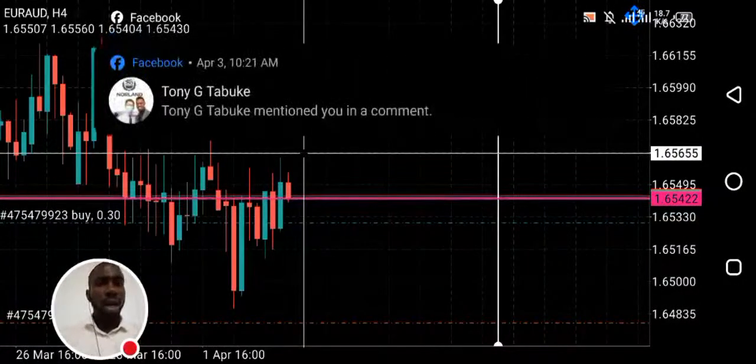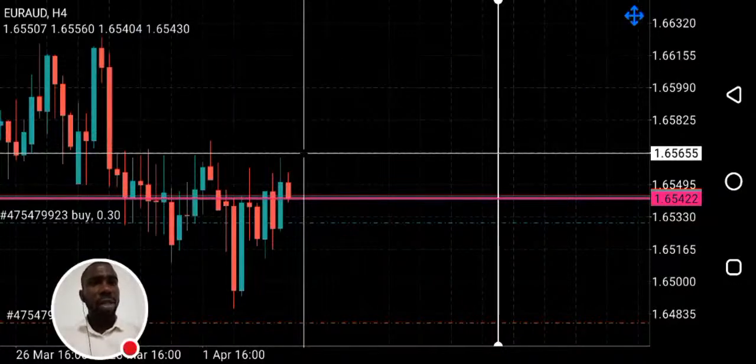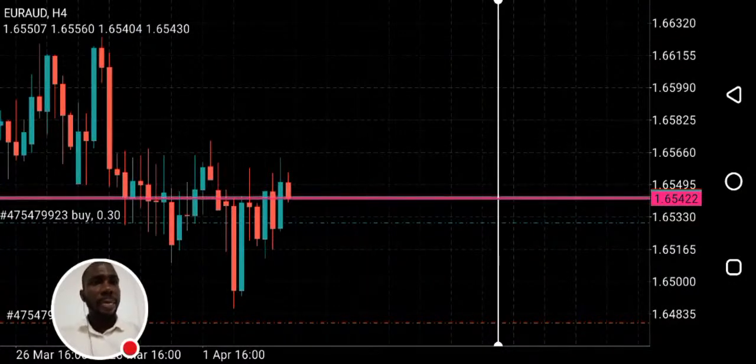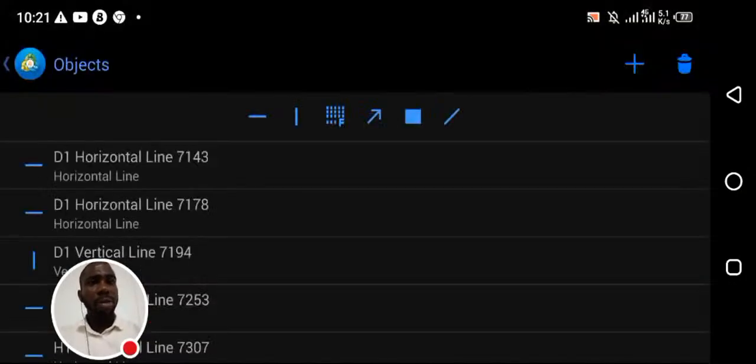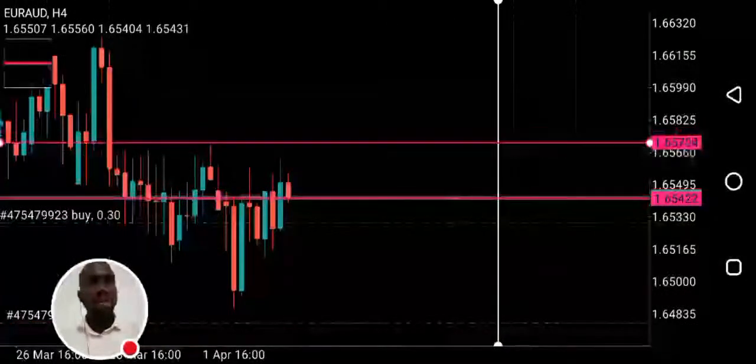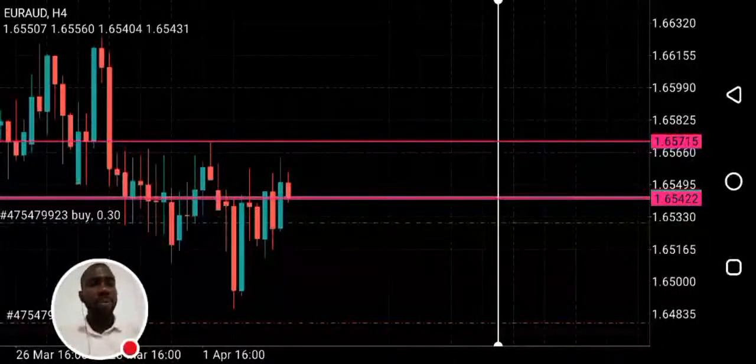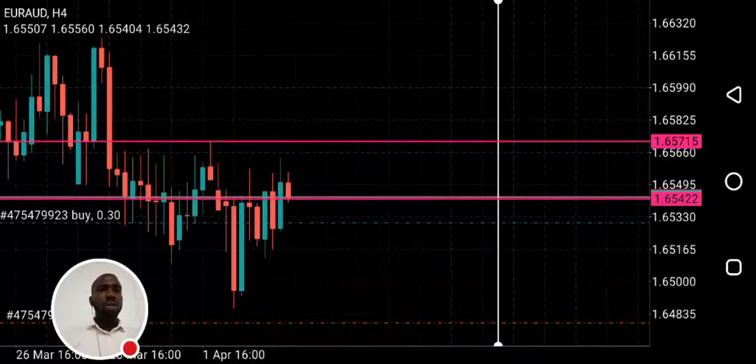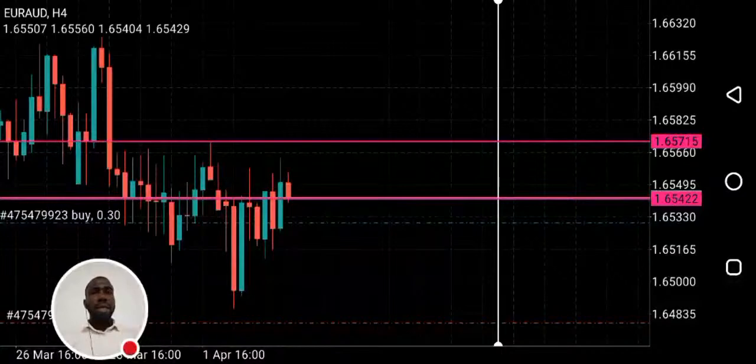Euro Australian dollar. There's a high probability they're going to clear the liquidity at these previous highs. That's my expectation on Euro Australian dollar. So my bias on Euro Aussie is bullish.